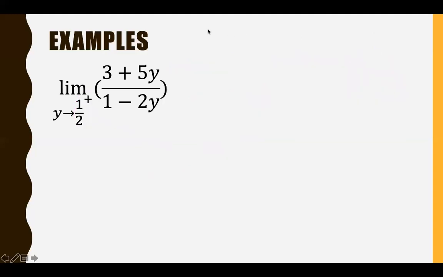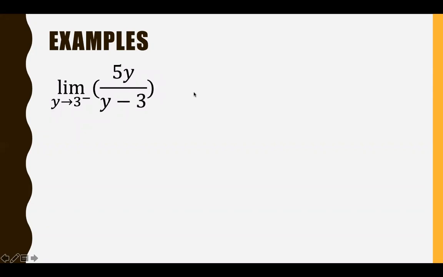All right, so let's have the second example, which is this. The limit of 5y all over y minus 3 as y approaches 3 from the left. If we solve this, again, the same thing, we solve the numerator. The value of the numerator is 5y, and if you solve that, it's 5 times 3, and the answer is 15. So 15 is equal to c, the value of the limit of our numerator, and that is greater than 0.